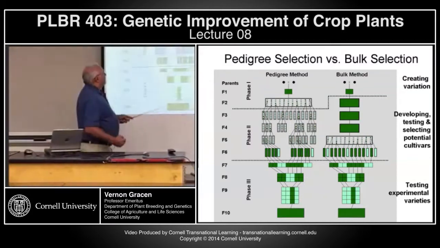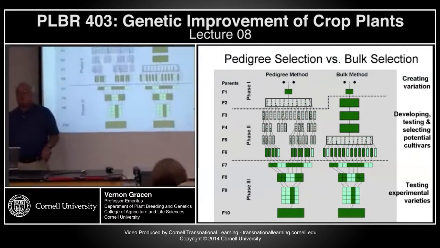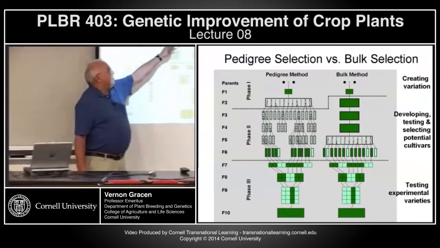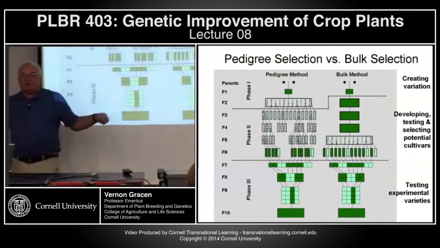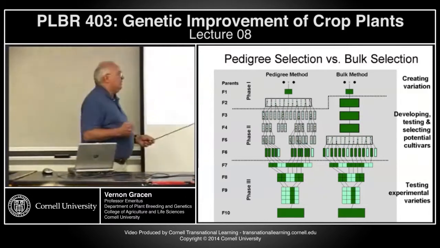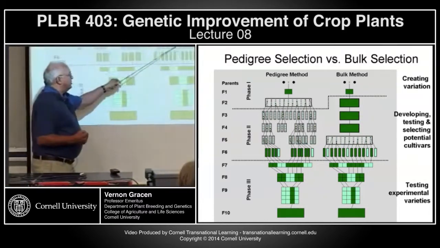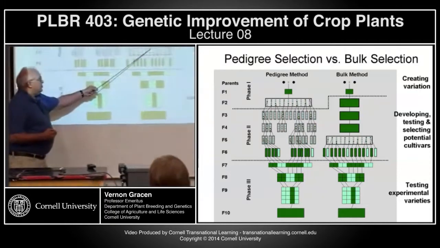So basically, the bulk method says, I'm not going to waste my time during selection way up here. I'm going to create that variability in an F2, and then I'm just going to bulk things together until I get down to my fairly homozygous plant states, and then select individual plants.